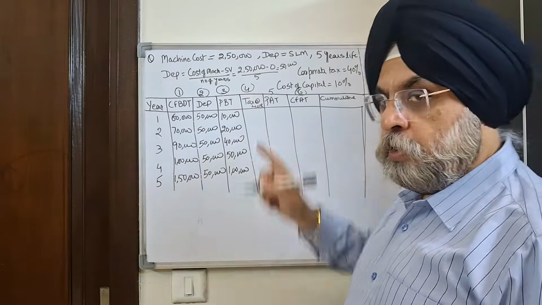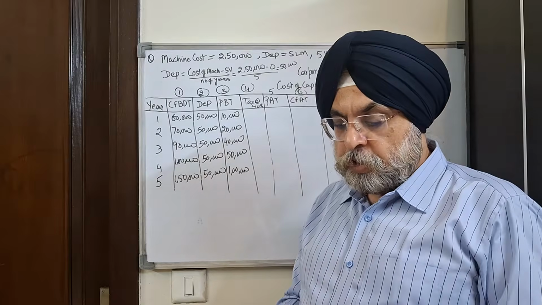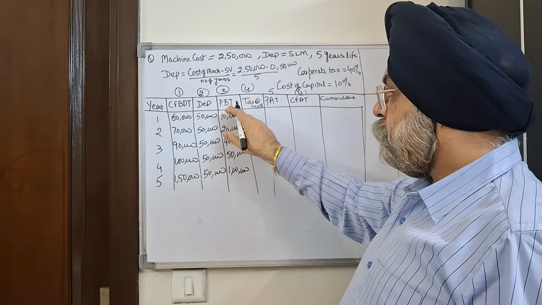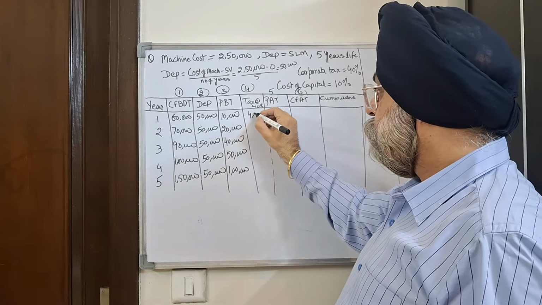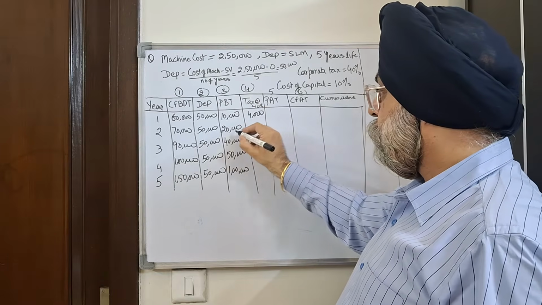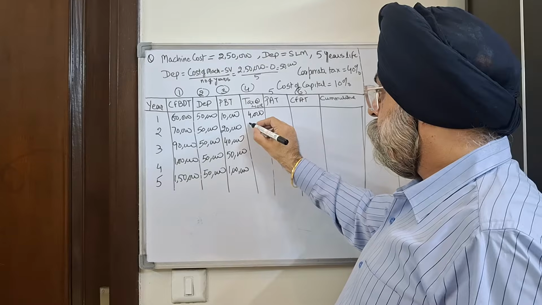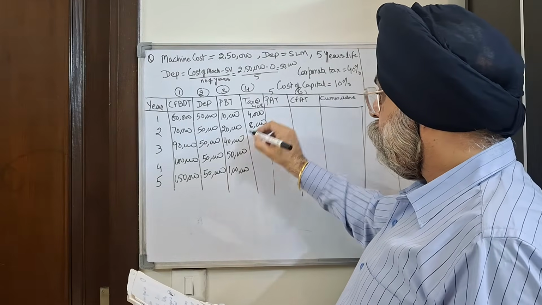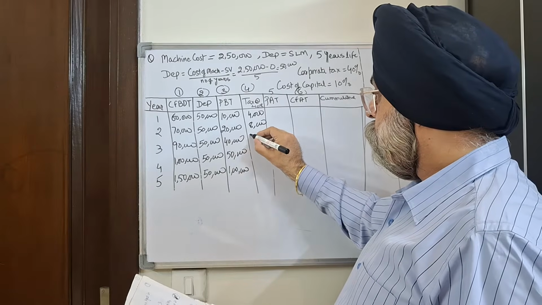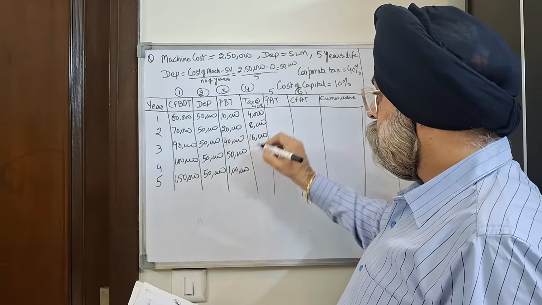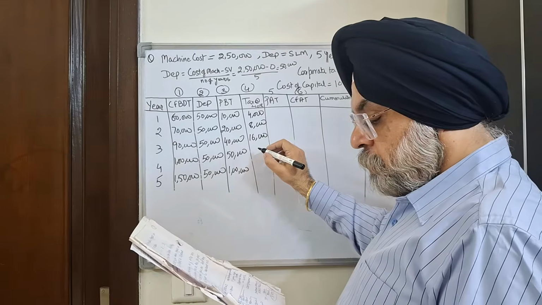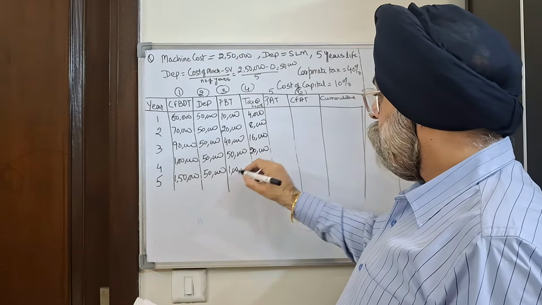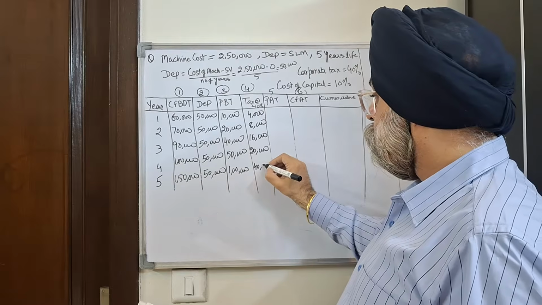Now the tax rate is already given in the question, which is 40%. So 40% of this profit before tax, PBT, 10,000, is 4,000. 40% of 20,000, this is 8,000. 40% of 40,000, which amounts to 16,000. 40% of 50,000, it is 20,000. And 40% of 1 lakh is 40,000.